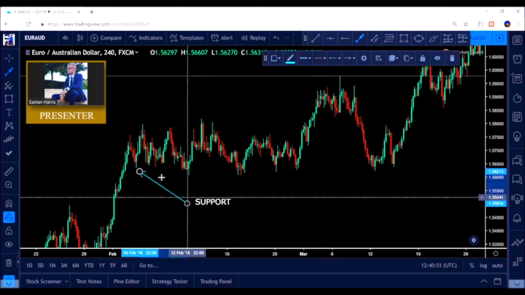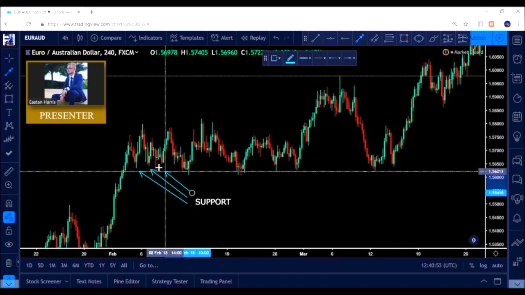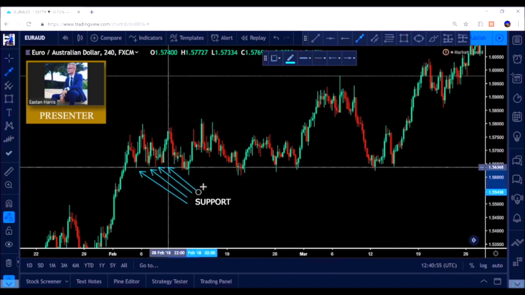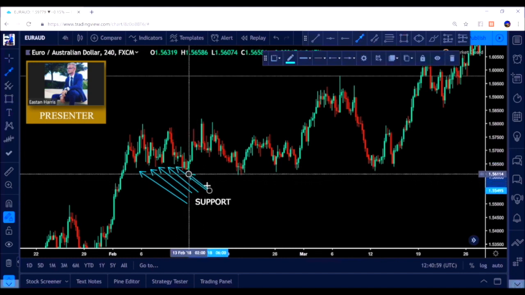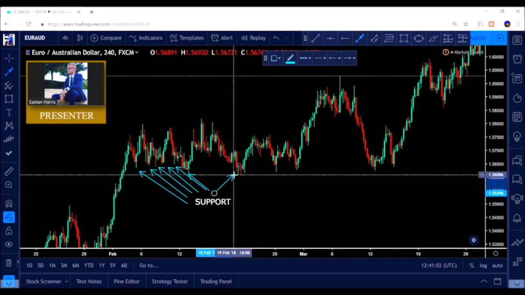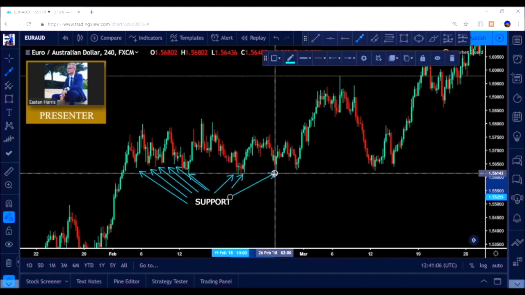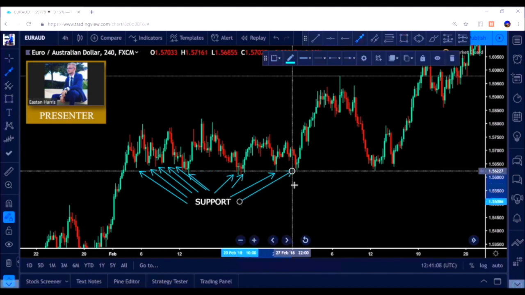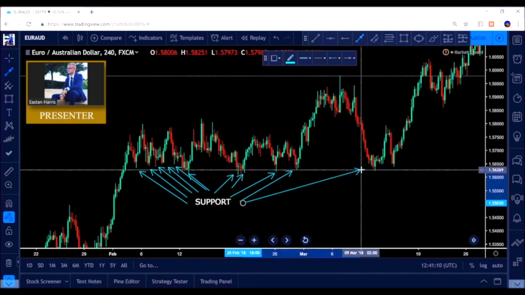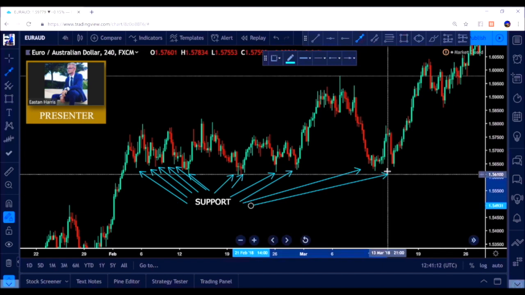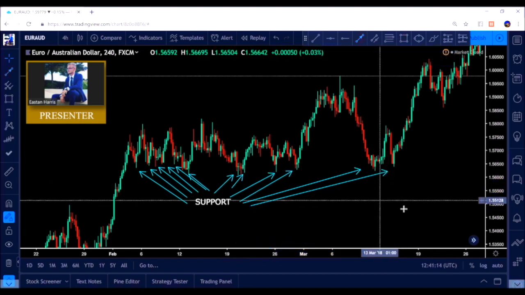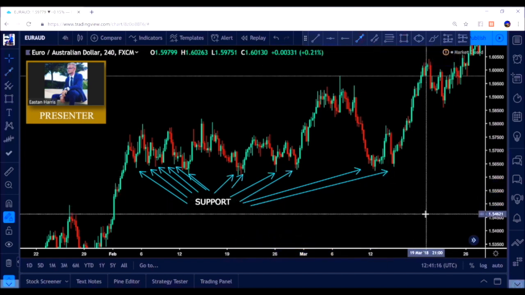Now here in this area, we have 1, 2, 3, 4, 5, 6, 7, 8, 9, 10, 11, 12. We have 12 reaction points along this support.